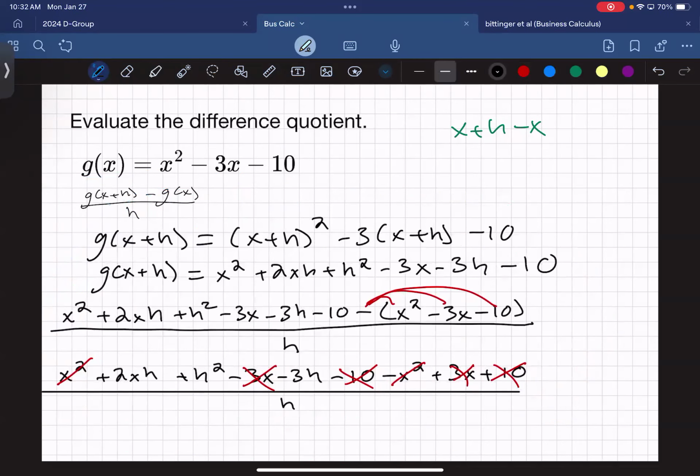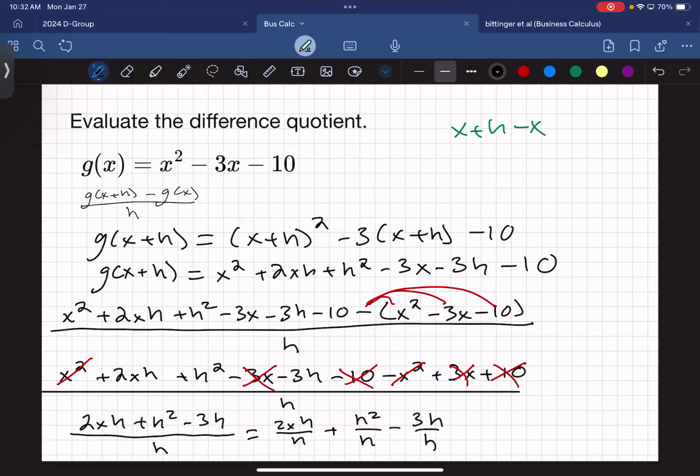With that, though, that gives us something definitely a little bit nicer to work with. 2xh plus h squared minus 3h all over h. And we like that because what does every term in the numerator have? h. And how many can I divide out now? Right. So if you need to, remember, just break it up by individual fractions. You don't have to write this way, though. Please understand that. Just remember that since every term has h and I'm dividing by h, I can take one h away from every term. Okay.